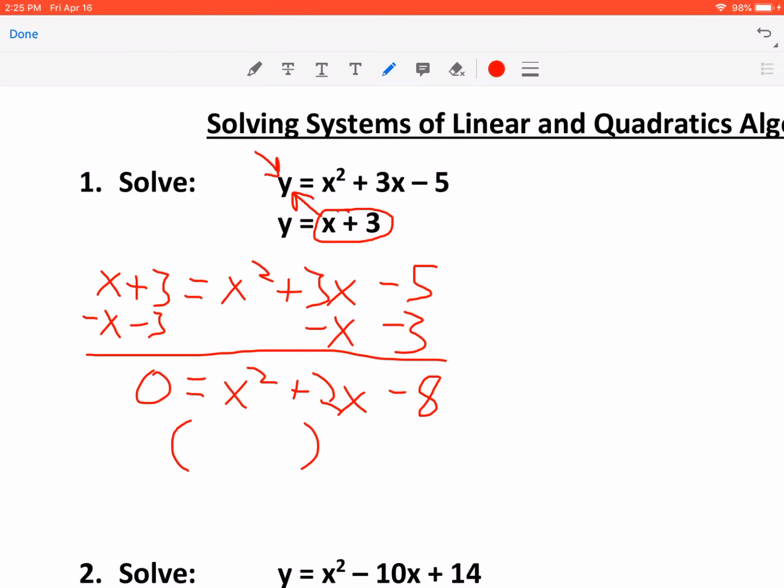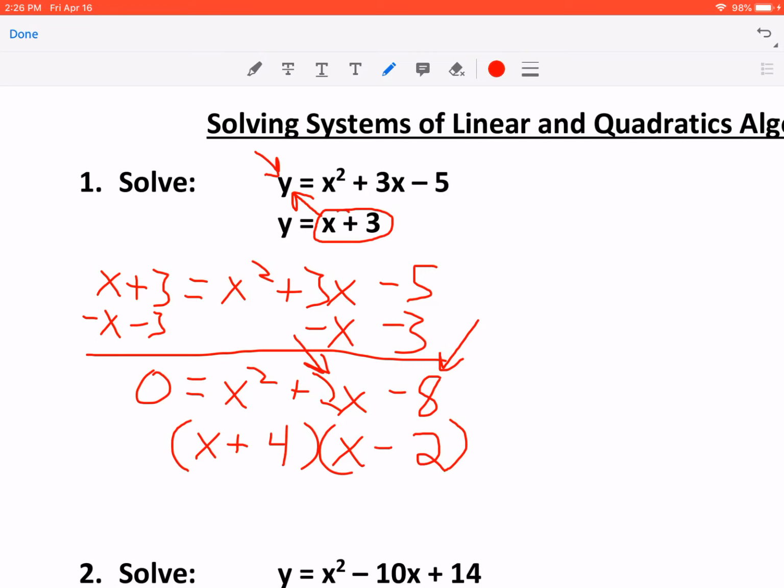Remember, factoring is two parentheses. How do you get x squared? It's always x and x. Remember, what goes in the last two spots has to multiply to equal negative 8 and add up to a positive 2. Well, the only way to get 8 is 8 and 1 or 4 and 2. But the only way to get those two numbers to add up to a positive 2 is to use 4 and 2. And it should be a plus 4 and a minus 2.